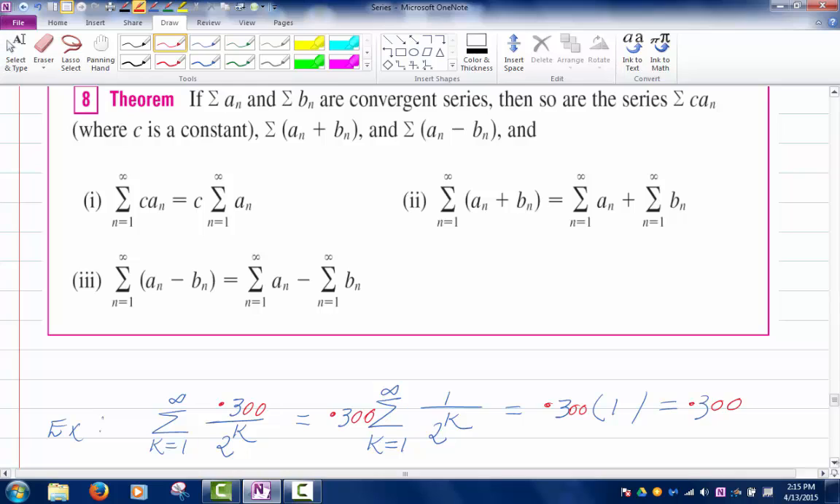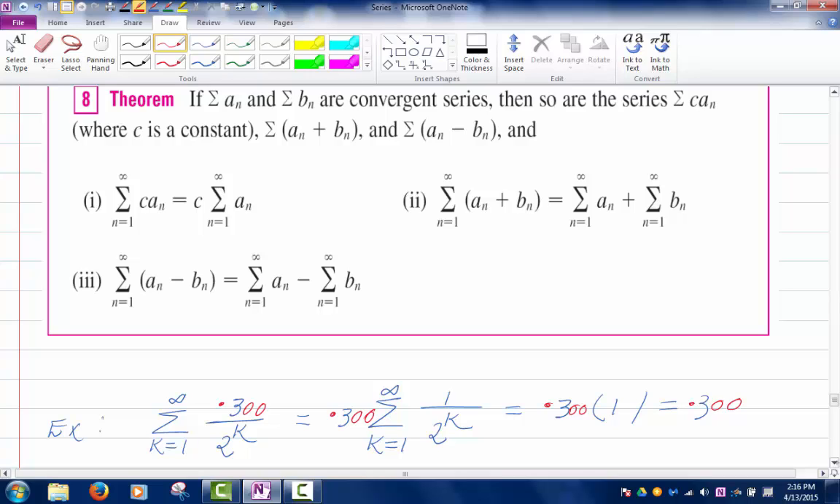Suppose I have two convergent series, summation an and summation bn, and they are both convergent. Then we know that if I take the series where the nth term is an plus bn, or an minus bn, those two series will also be convergent. And also, if I have the series an and I multiply each term by c, that series is still convergent.